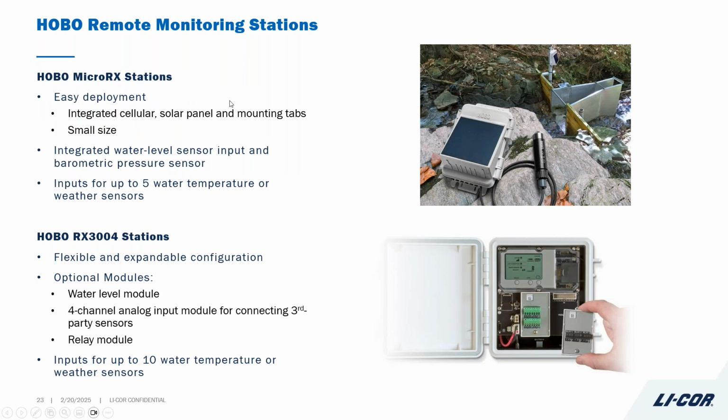And we have a couple of different levels of remote monitoring stations. The entry level one is the micro RX station, which is pictured on top. And the nice thing about it is it is an integrated station. It's got a solar panel built into it. It's got the mounting ears, and it's fairly compact, so you can mount it on PVC pipes. It's small enough to do that.